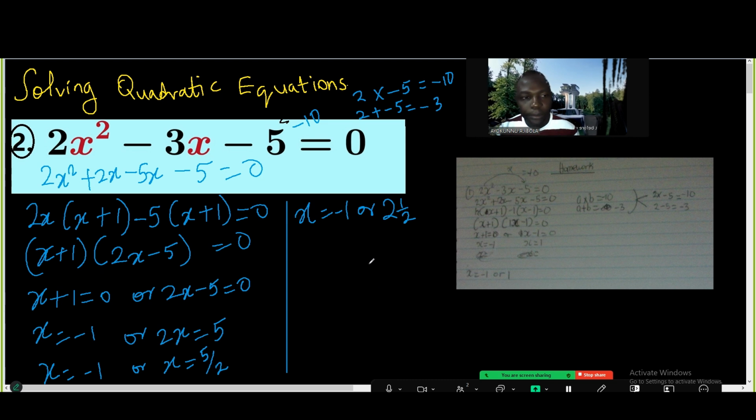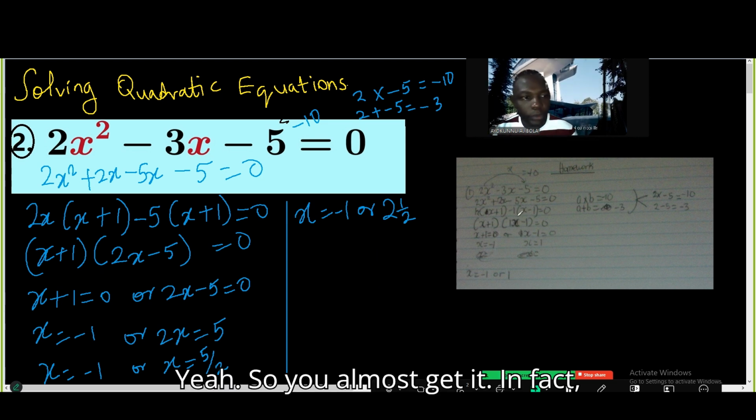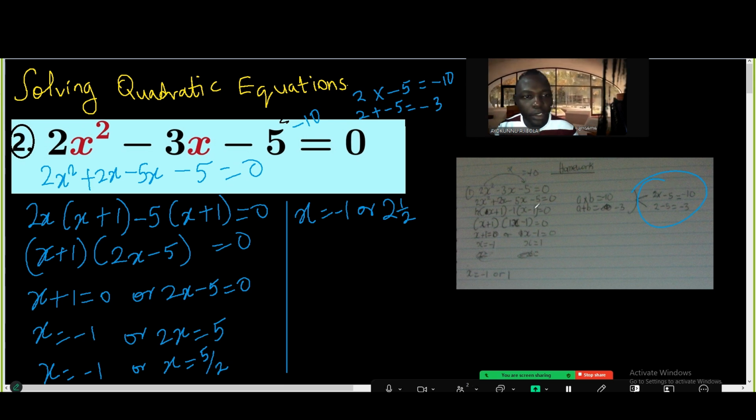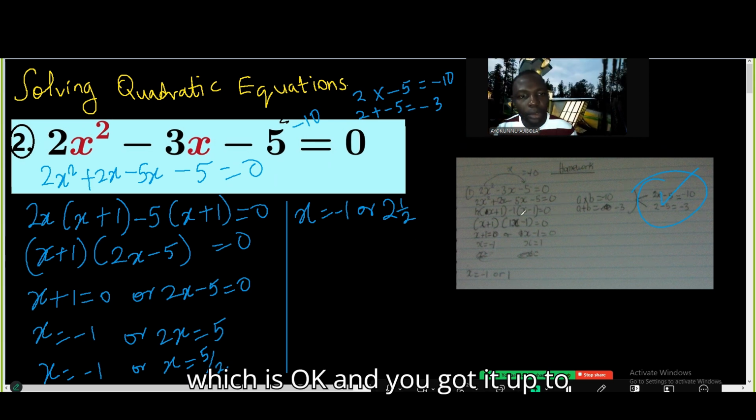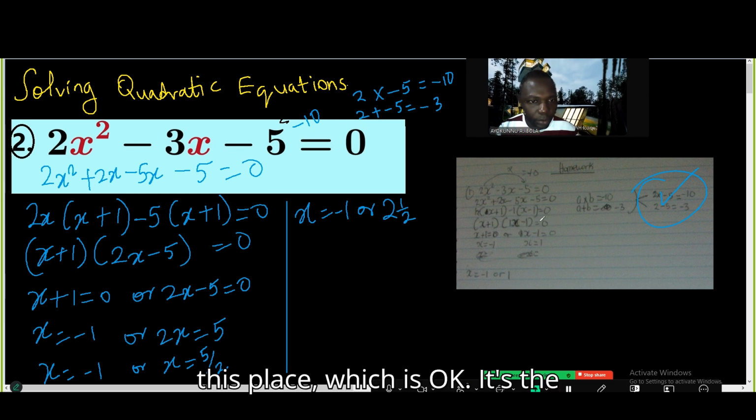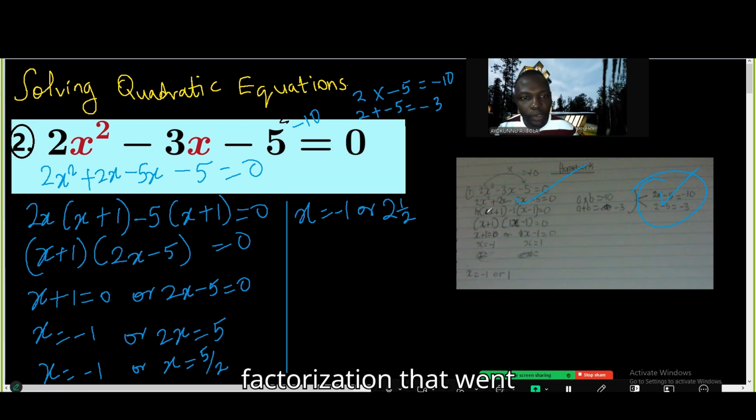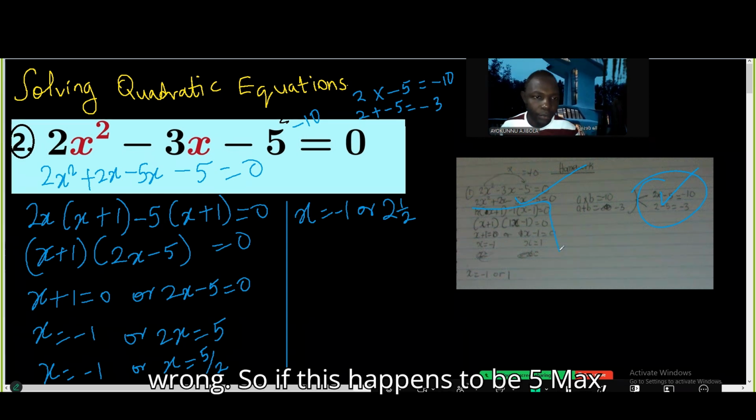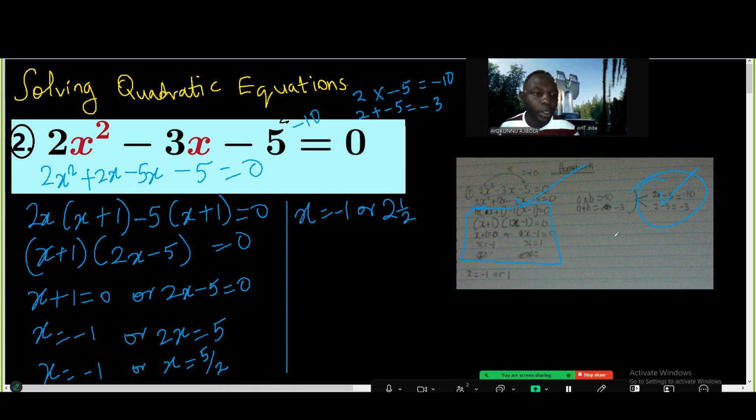So is that clear? Yeah. So you almost get it. In fact, you got this aspect, which is okay, and you got it up to this place, which is okay. It's the factorization that went wrong. So if this happens to be 5 marks, you could get 2 out of 5.